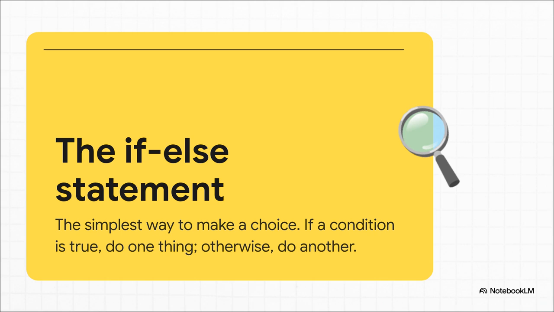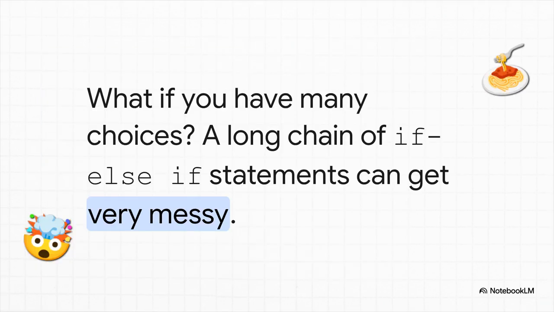It is literally a fork in the road for your code. You just ask a simple true or false question, like, is this number less than 0? If the answer is yes, the code goes down one path. If it's no, it goes down the other. Simple as that. But what if you have more than two choices? What if you have like 5 or 6 paths? Well, you can just chain these things together.